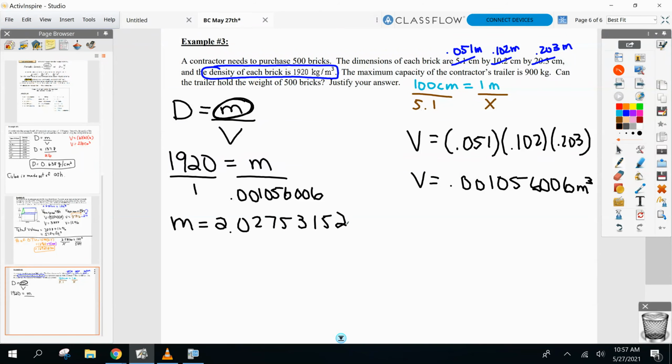0.275352. What units do I have now? Look at your density. How much does this weigh? Quincy? Kilograms. Good. I know it weighs kilograms because that's in the density formula. It's kilograms for every meter cubed. All right, so let's take it from here now.